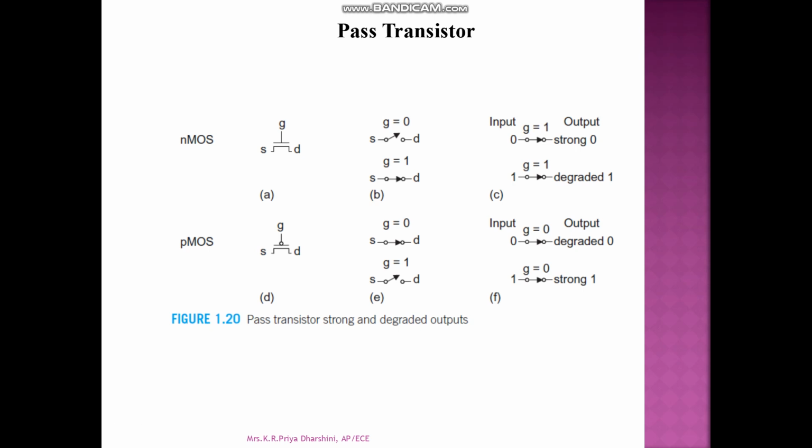So we can take an example with G is equal to 1. For 0, we are getting a strong 0 output because there is a closed loop. And for 1, what we are getting is a degraded 1.